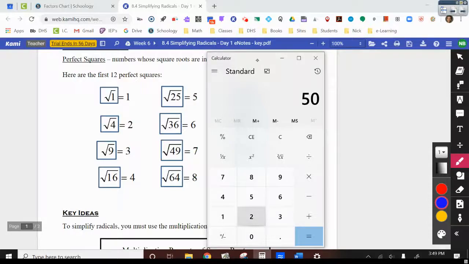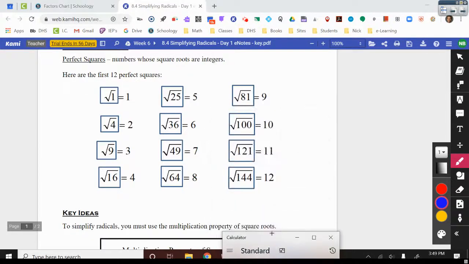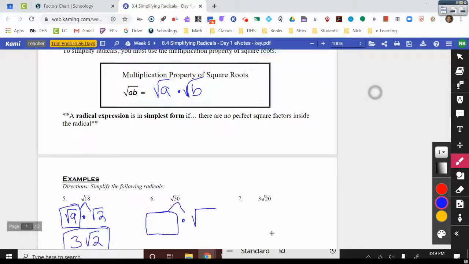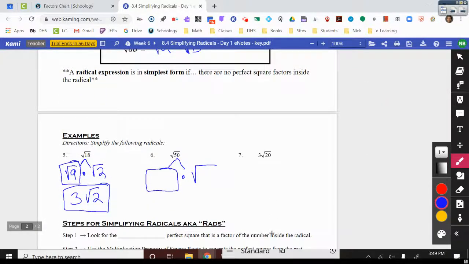I know 25 maybe will go into it. So you take 50 and divide it by 25, and it does go in 2 times, right? 25 times 2 is 50. So that means I'm going to break up this rad 50 into the square root of 25 times the square root of 2, right? So this is my perfect square number. The square root of 25 is just 5. So my final answer is 5 rad 2.